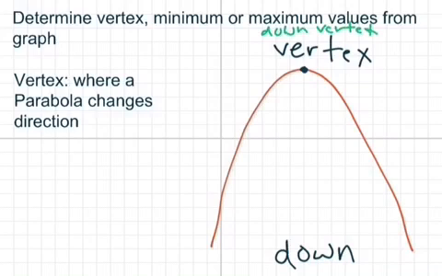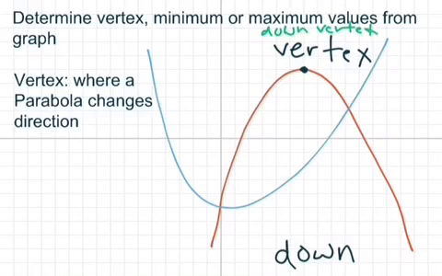If you have a parabola that opens up, let's draw another parabola here. So this parabola opens up. It's not perfect, but I do my best. And let's say the vertex is here. Then the vertex of a parabola that opens up is going to be the minimum point. So for an up opening parabola, it's the vertex.